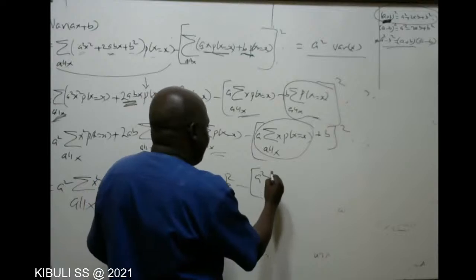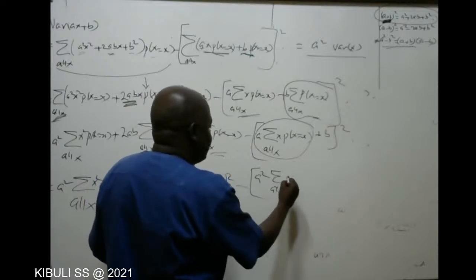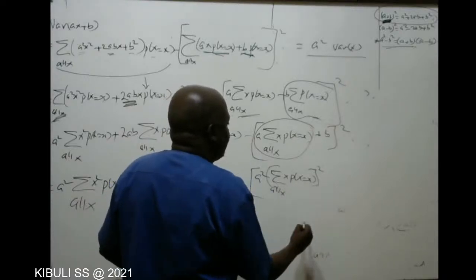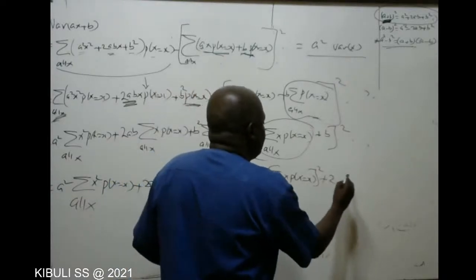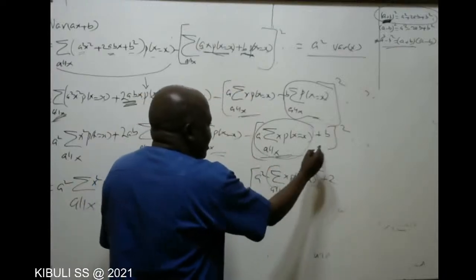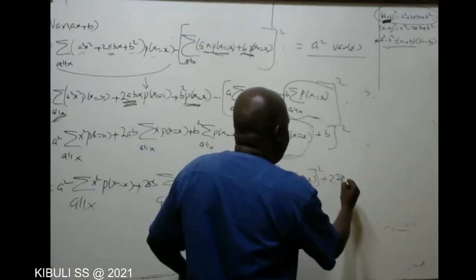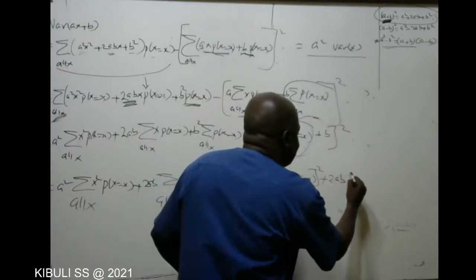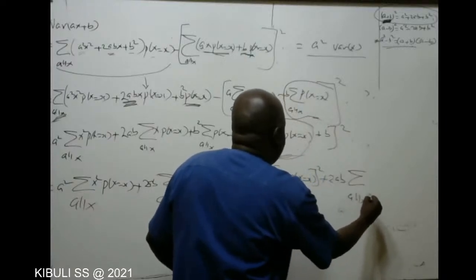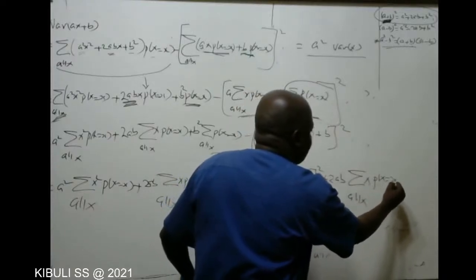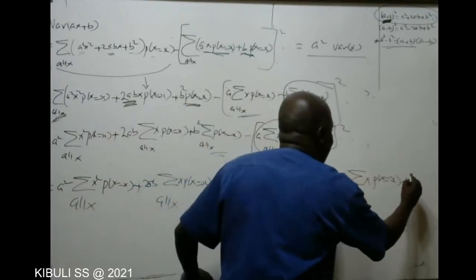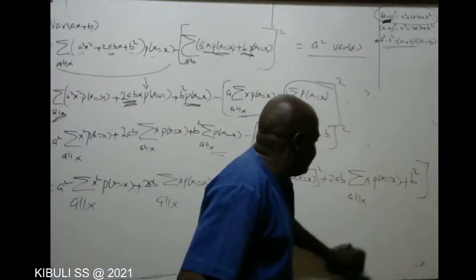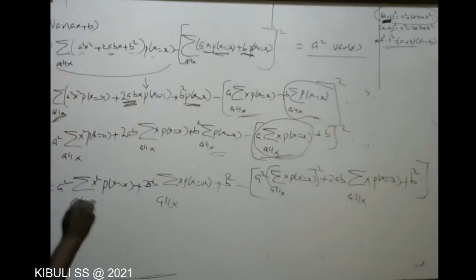So we shall have the sum of all x, probability of X equal to x, this will be squared, plus 2 times this and that one. So 2 times a or b, the sum of all x, probability of X equal to x, then plus b squared. That will be that one. So after getting that, that's from the basic principles.